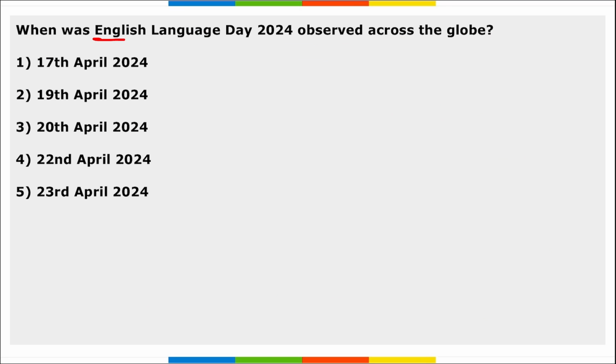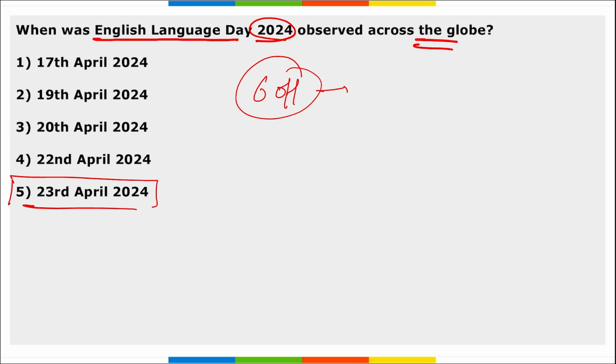Next, when was English Language Day observed across the globe? So on 23rd of April, we observe English Language Day. And remember here, English is one of the 6 official languages of the United Nations. This day is observed on 23rd of April because it commemorates the birth and death anniversary of English playwright and poet William Shakespeare.